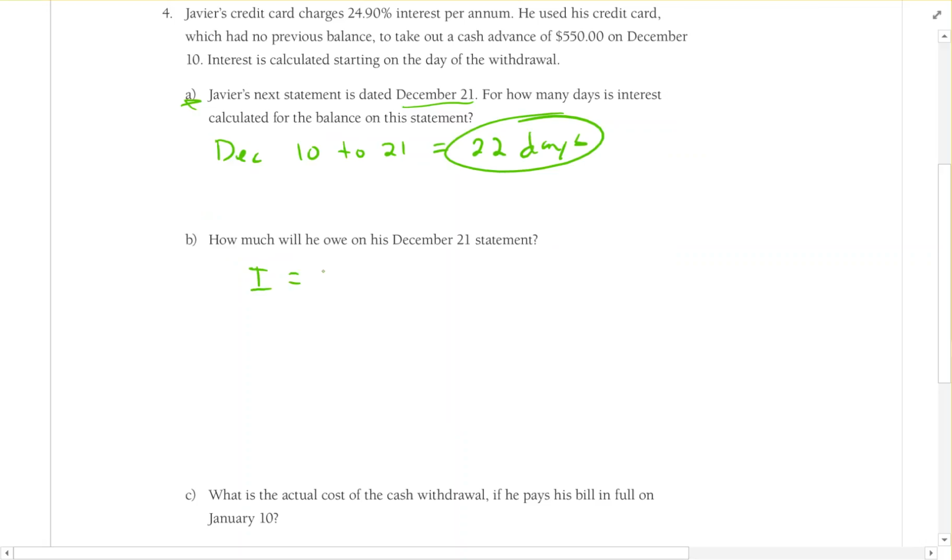So now how much will he owe on his December 21st statement? So that's going to be I is equal to PRT. So I is equal to, he took out 550, multiplied by our interest rate as a decimal, 0.249. And then times our time in years. It has to be in years, right? So now we figured this out in days, so we just need to go 12 divided by 365.